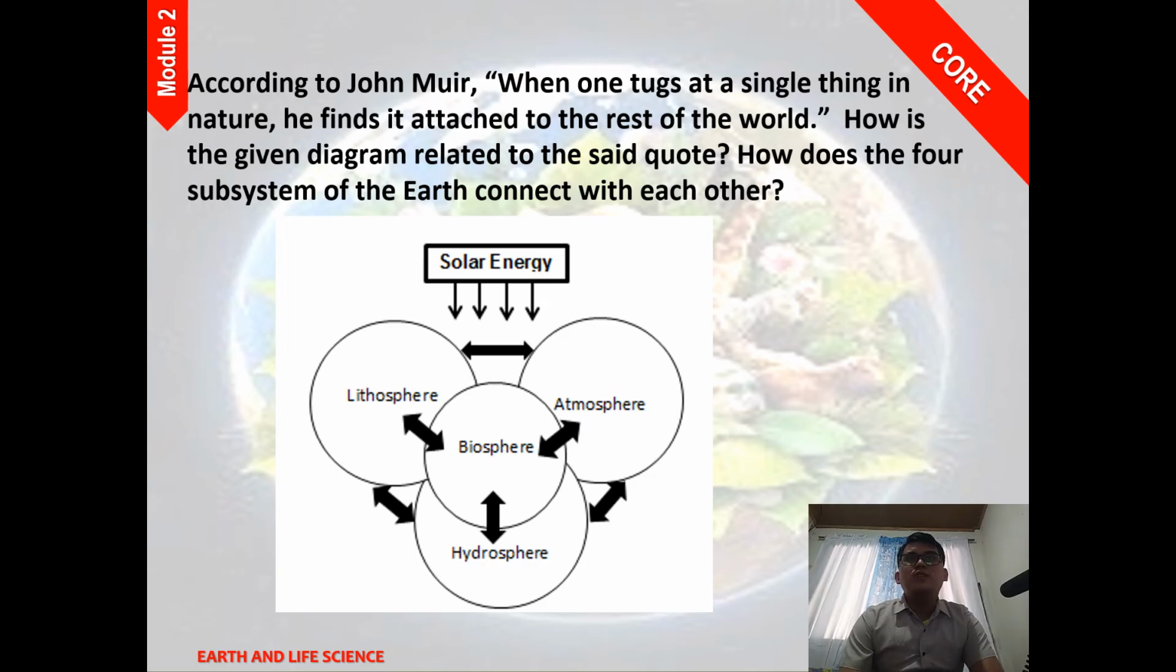The atmosphere provides the geosphere the heat needed for rock breakdown and erosion. The biosphere receives gases, heat, and sunlight or energy from the atmosphere. It receives water from the hydrosphere and a living medium from the geosphere or lithosphere. And that's how the four spheres or the four subsystems of the Earth are interrelated. No one can live alone, like the saying goes.